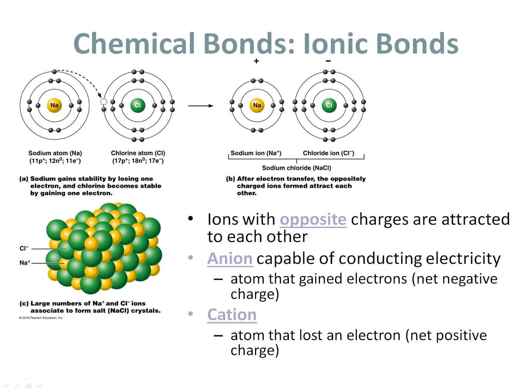An anion is capable of conducting electricity, and it is the atom that has gained the electrons. So in this example, chloride would be the anion, the negatively charged ion. The cation is the atom that has lost an electron and has a net positive charge. In this example, that would be sodium.